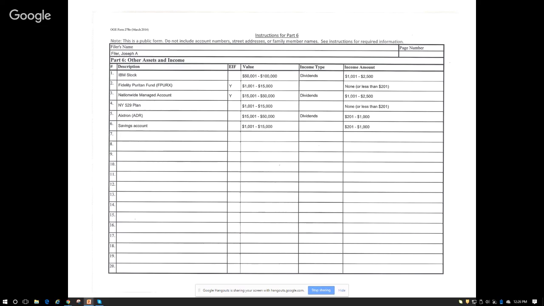Item 3, it's nationwide managed account. EIF is checked yes. We have a value, an income type, and an income amount. The takeaway from this is that if you ever see the phrase managed account, it should get your attention.